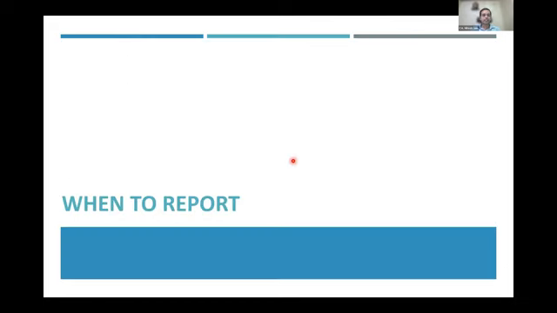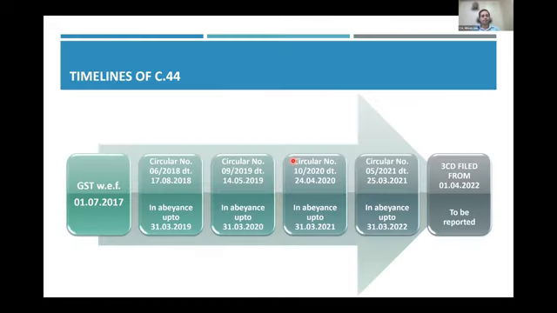So what are the timelines here? Friends, the background links to the introduction of GST. It was introduced in July 2017. Then it was mandated as part of 3CD in July 2018. That is somewhere around the audit period in which we regularly conduct the audit of our clients. At that time, it was introduced.